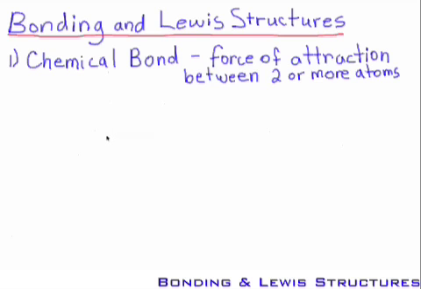The first term we need to define is the chemical bond. As it's written here, the chemical bond can be defined as a force of attraction between two or more atoms. In actual fact, one might ask the question as to why atoms bond at all. Bonding will occur if atoms can reach a lower energy state. If atoms can achieve a lower energy state through some kind of electron-electron interaction, they will do so.